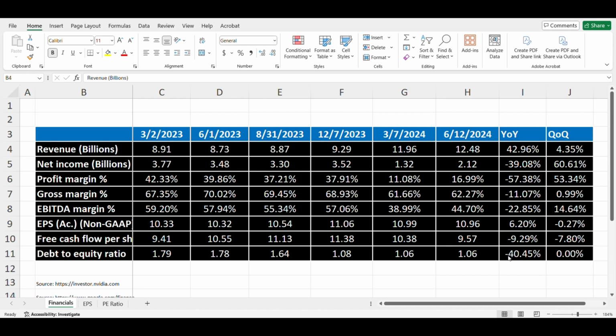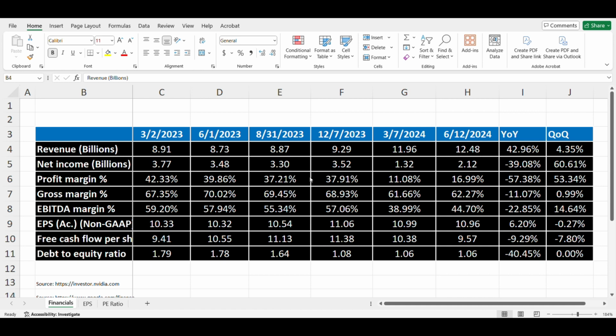So debt to equity ratio, if you compare year over year, is going well, and quarter over quarter almost flat. So this tells that Broadcom and Avago is doing a good job managing their debt. But overall, the financial data is showing a mixed picture, not as great as we saw in the case of Nvidia or SMCI. Overall, the growth is not as good as we see in the case of Nvidia and SMCI.